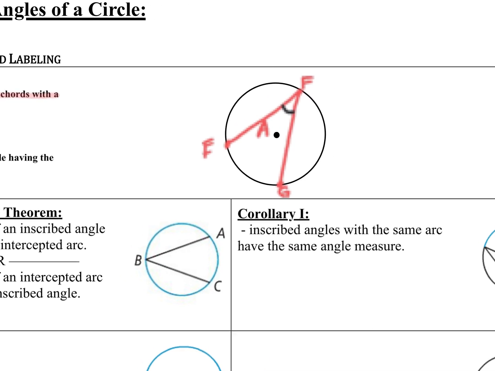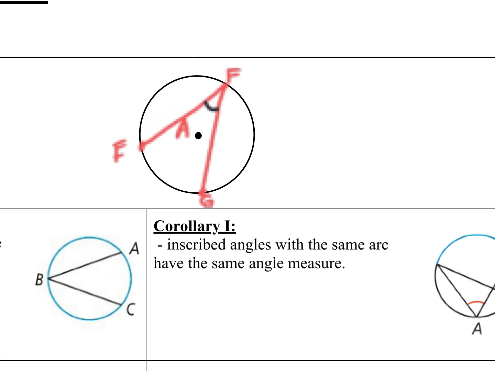Let's name our inscribed angle here. This is your inscribed angle. Looking at its characteristic, the vertex is on the circle. So that's called an inscribed angle. What is the name of this angle? It's named EFG. Another thing I would like you to look at here is the keyword intercepted arc.